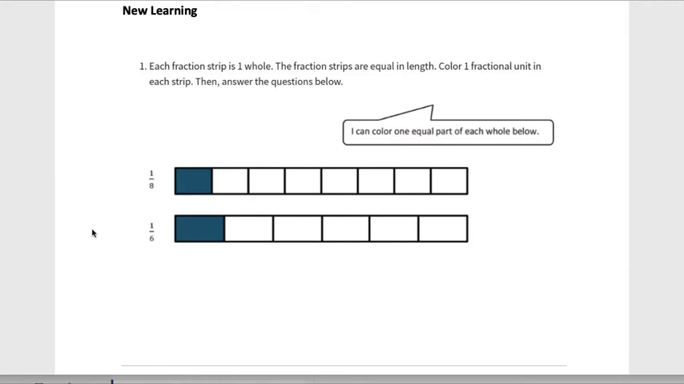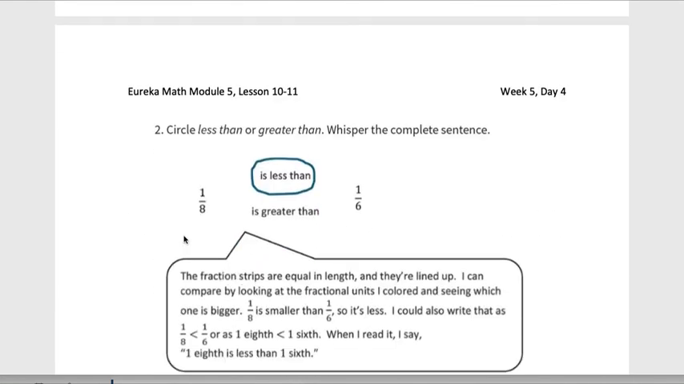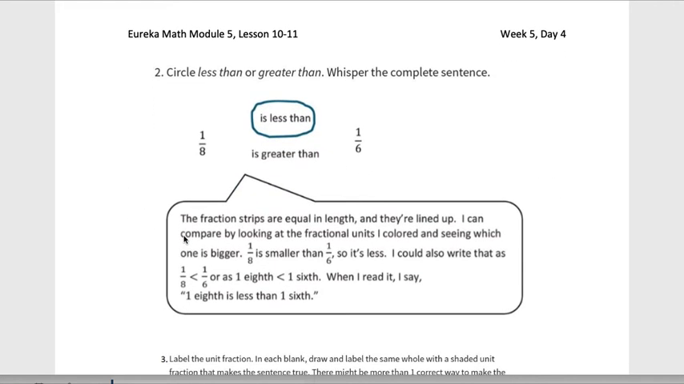So we colored in each of them. We colored in 1/8 and 1/6. Now, you will then circle less than or greater than to complete the sentence. Okay, if they're equal in length, I want you to read this bubble because we're going from left to right. Is 1/8 less than or greater than 1/6?